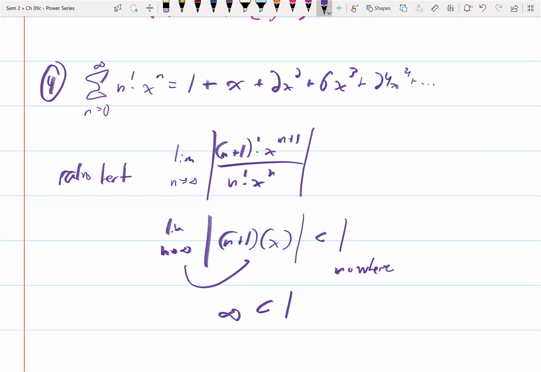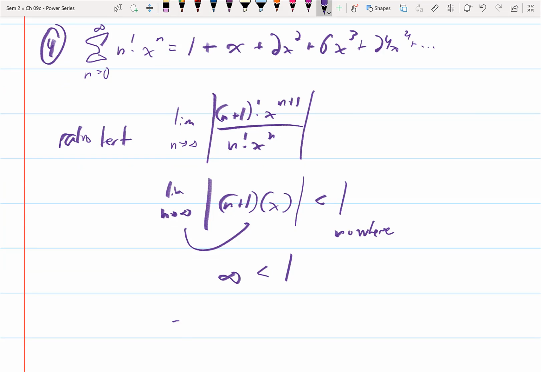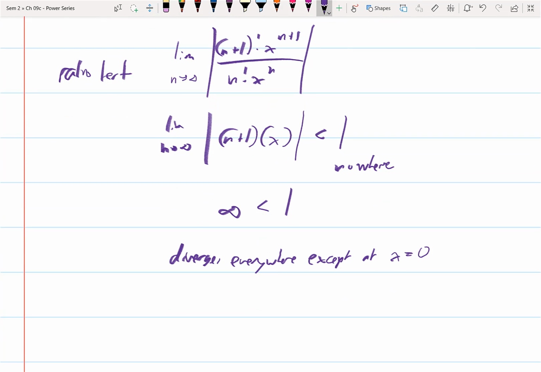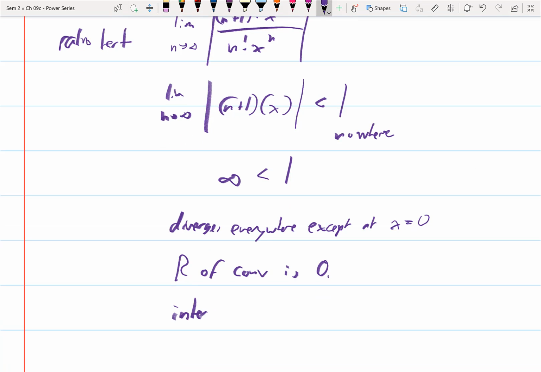So we know that this basically diverges everywhere except for one spot. It diverges everywhere except at x equal to 0. So remember, we're trying to figure out what values are going to make this actually be less than 1. And the only value that is going to work for this limit as n approaches infinity would be x equals 0. So what I can say is that it diverges everywhere except x equals 0. The radius of convergence is 0, since it's at one point, and the interval of convergence is just the number 0.